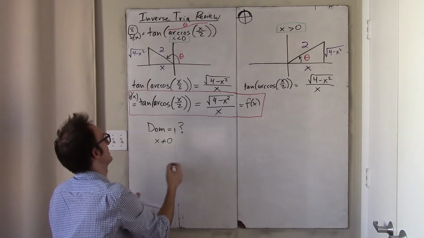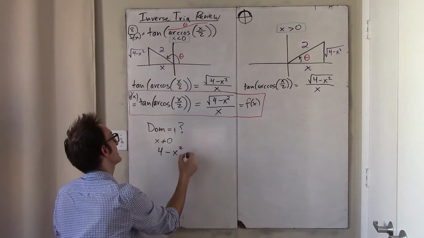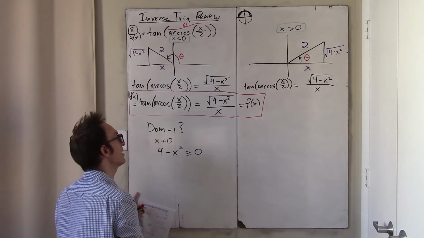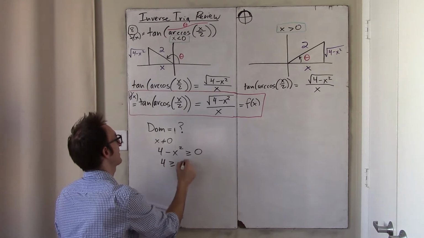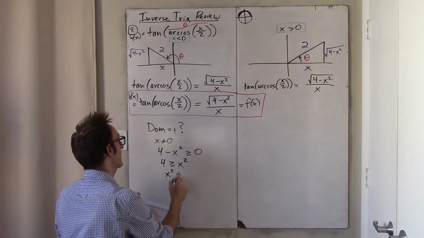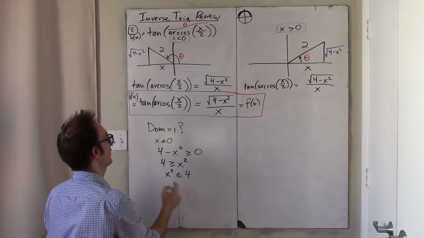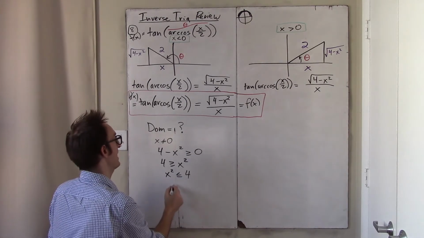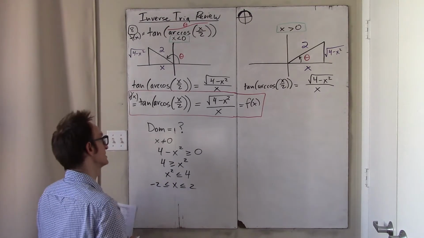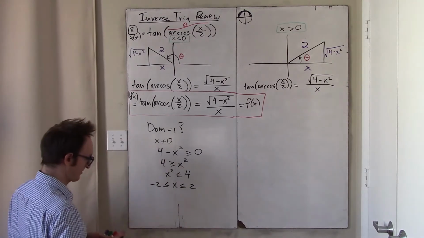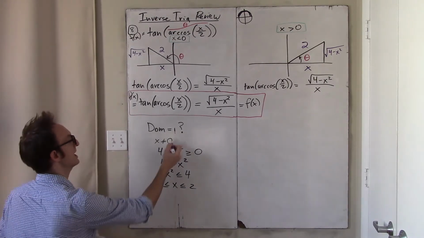I don't think I need to go into any more details there. But if you need to reason this out, you could say, okay, I need 4 minus x squared to be greater than or equal to 0. Maybe some people would find this helpful. So I need x squared to be less than or equal to 4. So when is x squared less than or equal to 4? Answer, when x is between negative 2 and 2. Some people can just do this in their head in a couple seconds.